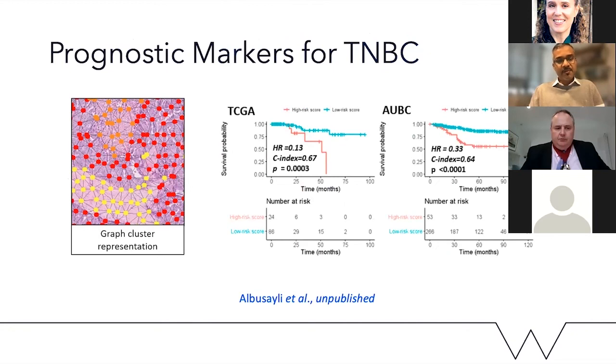Here's another example for triple negative breast cancer. Again, a digital signature that we pulled out from tumor-associated stroma, again, using a kind of social network knowledge, and showed that that can help us stratify patients into low risk and high risk groups in terms of overall survival. This is a joint project with Jane Arms and colleagues in Sydney and Queensland.